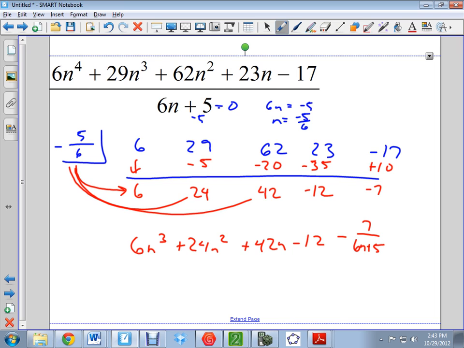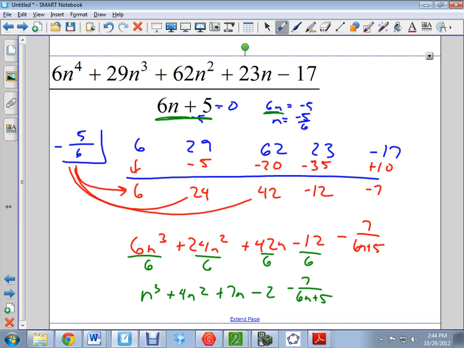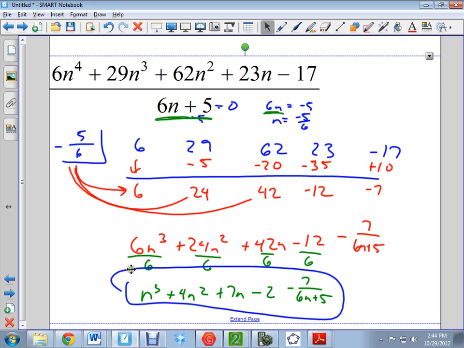Now the problem with this is that's not the actual right answer, because when I was solving up here, I ended up dividing both sides by 6. That means my denominator is 6 times smaller than it should be. So what I really need to do is still divide everything by 6, because I haven't technically done that yet. And that's going to give me n cubed plus 4n squared plus 7n minus 2. Now the 7 does not get divided by 6 again, because I haven't actually done the dividing by 6n plus 5 yet. And that is my final answer.